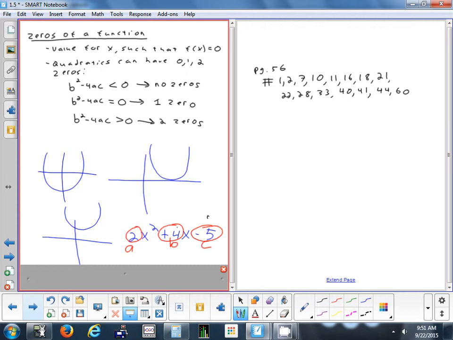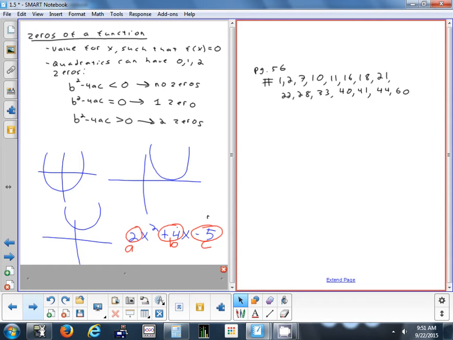All right, so homework tonight, just on one page, page 56. It kind of skips around a little bit. It says 1, 2, 7, 10, 11, 16, 18, 21, 22, 28, 33, 40, 41, 44, and 60. So take a look at that tomorrow. And don't forget, this week we're going to do a take-home test on Wednesday, and that'll be due Thursday.